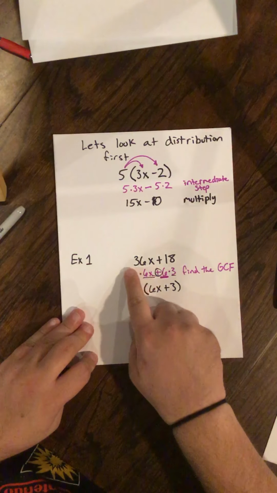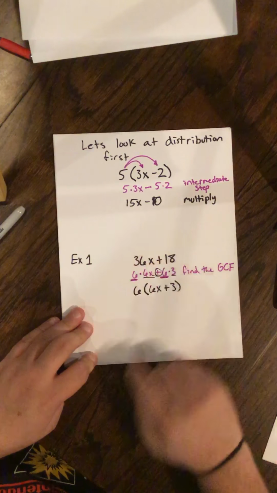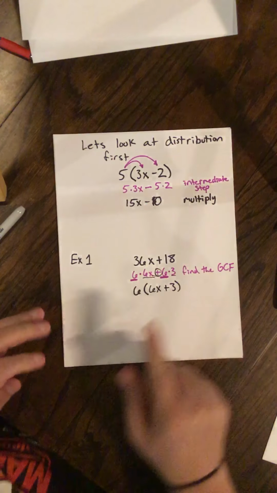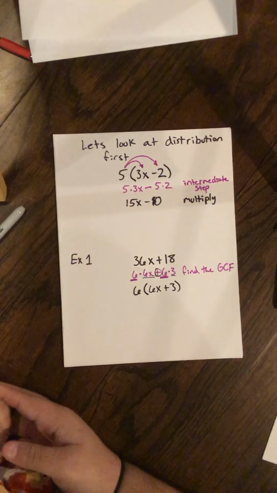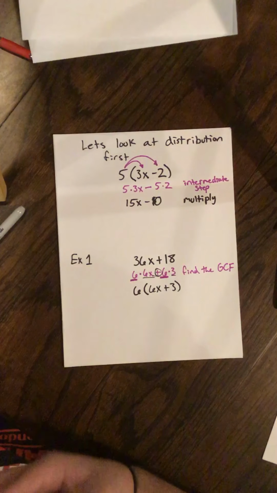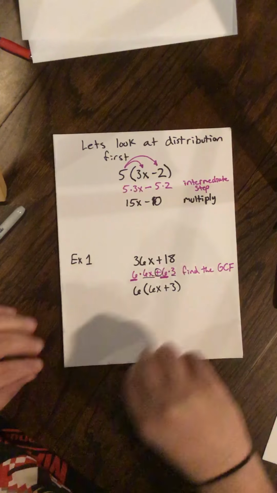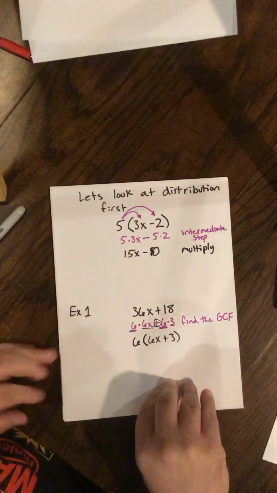And so this thing, this 36x plus 18, and this 6 times parentheses 6x plus 3, those are actually the same thing. Okay, they just look different, but mathematically they are equivalent to each other. Okay. All right, let's look at a couple more examples.